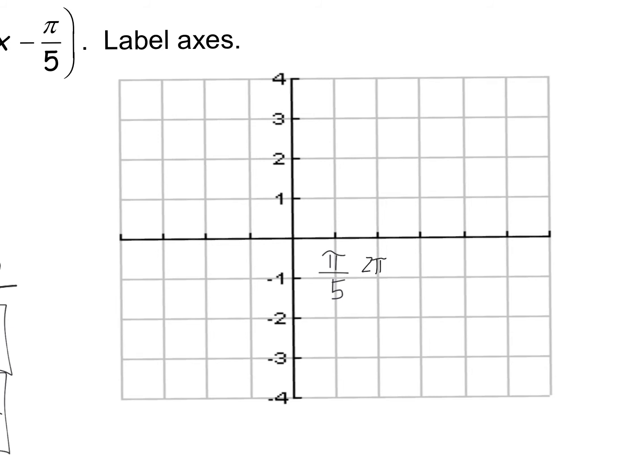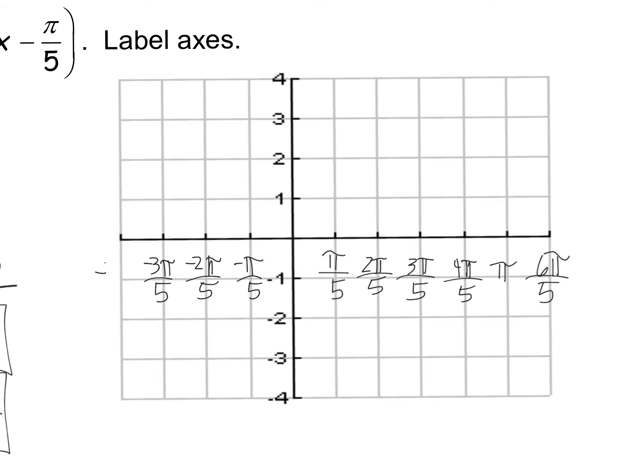This is a 2 pi over 5, 3 pi over 5, 4 pi over 5, 5 pi over 5, which is pi, and then 6 pi over 5. Going the other direction, this is a negative pi over 5, negative 2 pi over 5, negative 3 pi over 5, and negative 4 pi over 5.